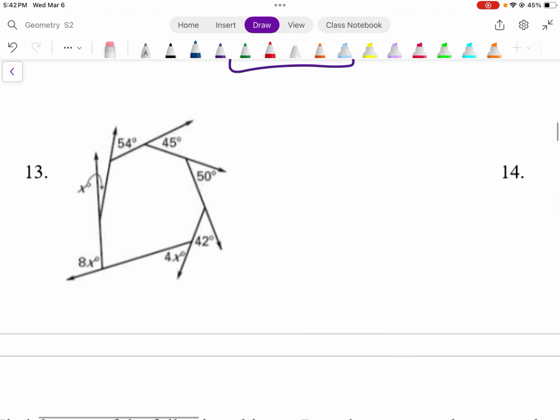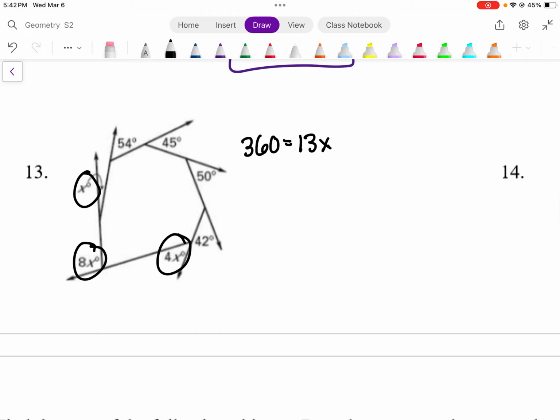Number 13, same type of problem. These are all angles on the outside, or the exterior, so they all have to have a sum of 360. So if we look, we have an x, 8x, and a 4x. If we add all of those together, it becomes 13x. Then we have 54 plus 45 plus 50 plus 42. And if we add all of those together, we come out to 191.